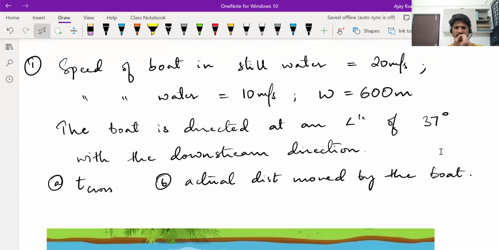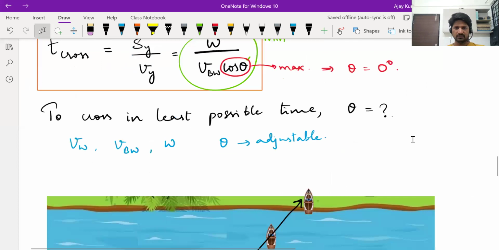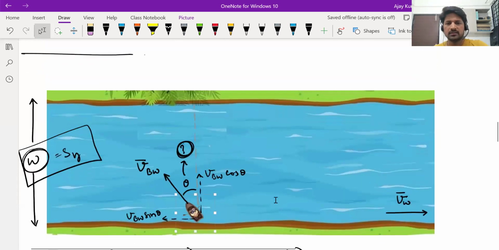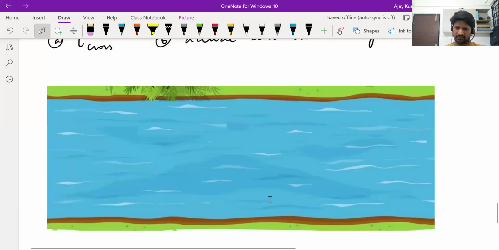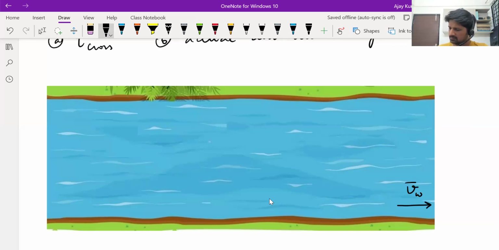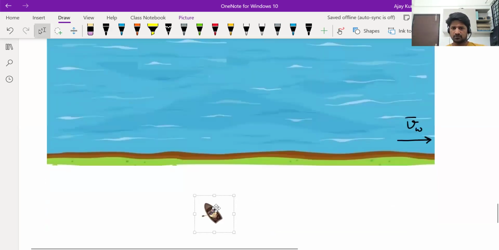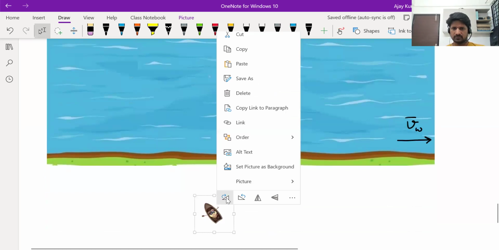Wait, we'll discuss step by step. So let us visualize the situation first, all of you. So the boat is directed at 37 degrees with the downstream direction. Let's say the river is flowing this way to the right. Then that itself becomes the downstream direction. With that, the boat has to be directed at 37 degrees. So it will look somewhat like this.